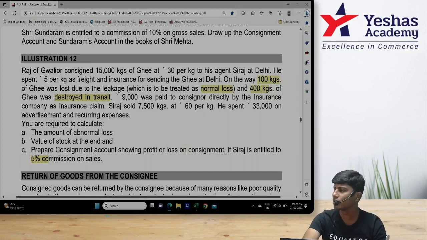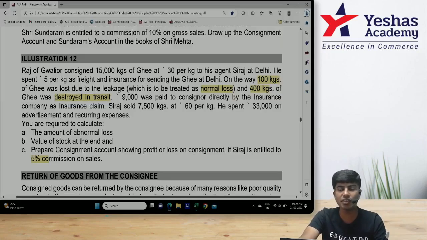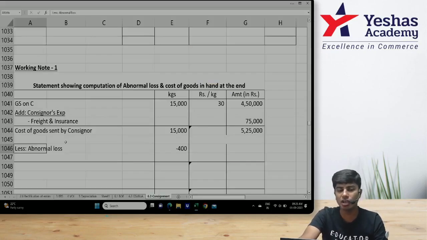See, ICA material, what they do is first adjust abnormal loss and then normal loss. Why? Abnormal loss is something that we should have controlled, but we have not controlled. Practically, we should do whatever has happened first, not what is given first. They have given normal loss first because it is obvious and expected. We do abnormal loss first and then adjust normal loss for one reason. Whenever we do abnormal loss, the rate per unit doesn't change.